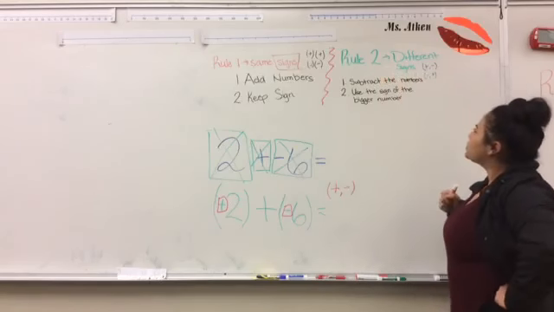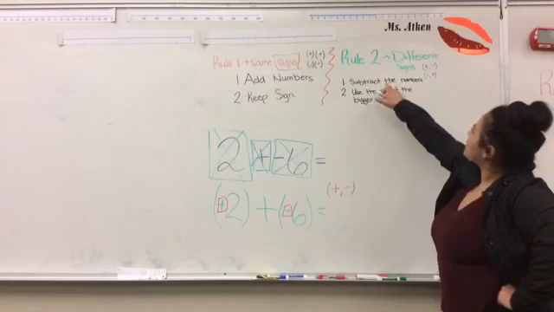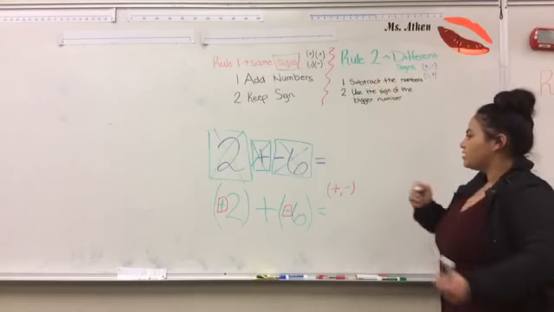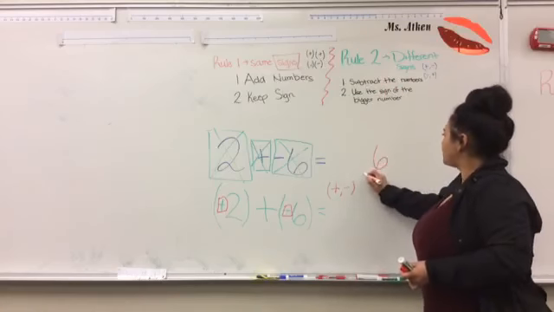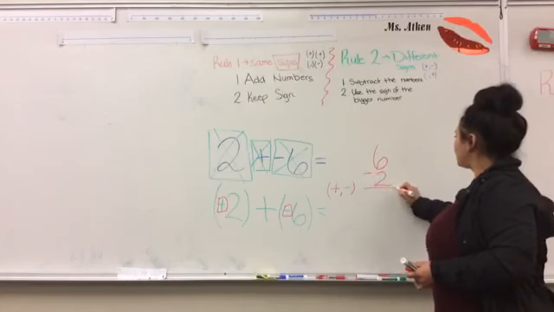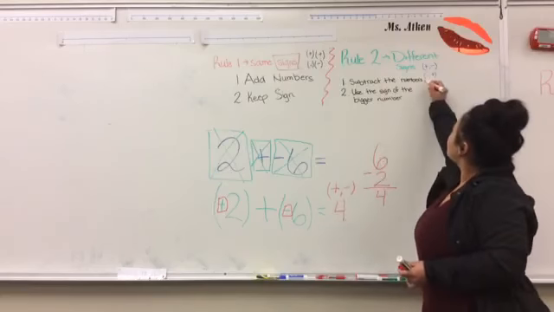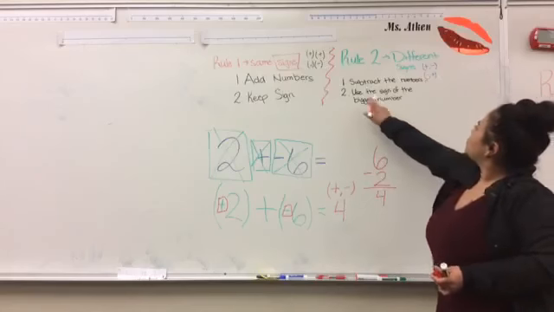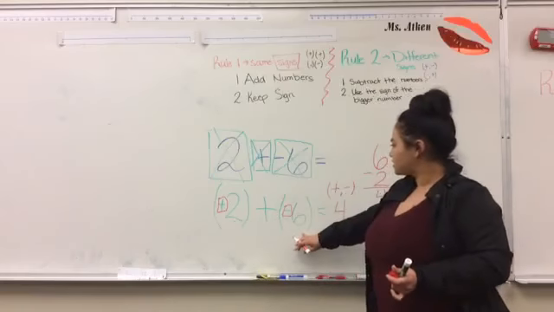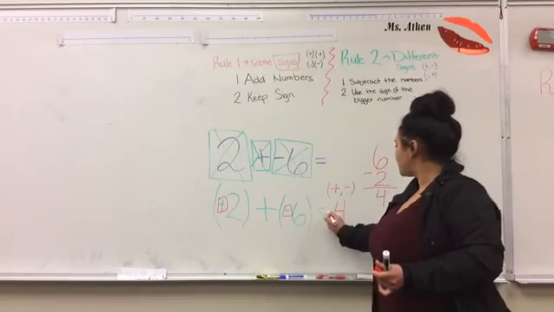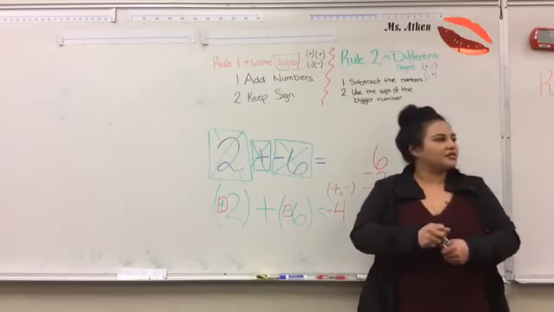In rule number 2, there are 2 steps as well, just like rule number 1. Step 1, I have to subtract the numbers. I know that the 6 is bigger, so I'm going to put the 6 on top and subtract the 2. 6 minus 2 is 4. Okay, so I did step 1. Now step 2, use the sign of the bigger number. There's a 2 and a 6. The 6 is bigger, so I know it must be a negative sign. My answer is negative 4. Thumbs up, thumbs down, or thumbs to the side?